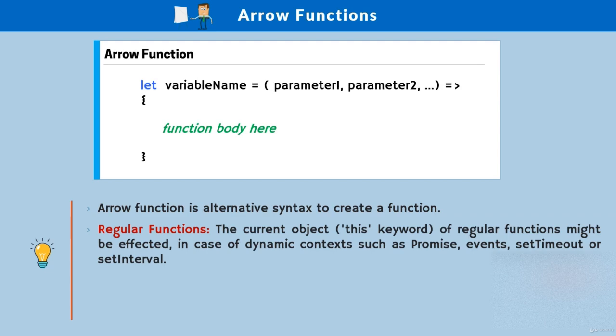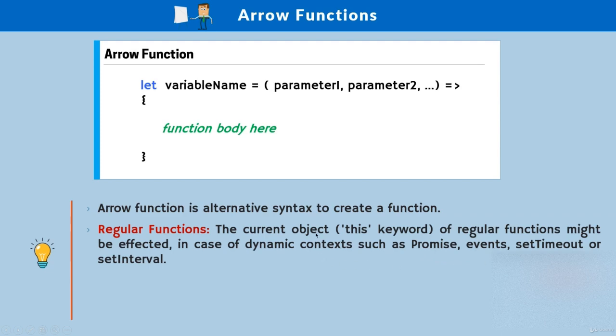So what's the difference between a regular function and an arrow function? In case of regular functions, by default, the this keyword will access the global empty object. Whenever regular functions are invoked through dynamic contexts, asynchronously by using either promises, events, set timeout or set interval, the this keyword may refer to some different object as supplied by these functions.